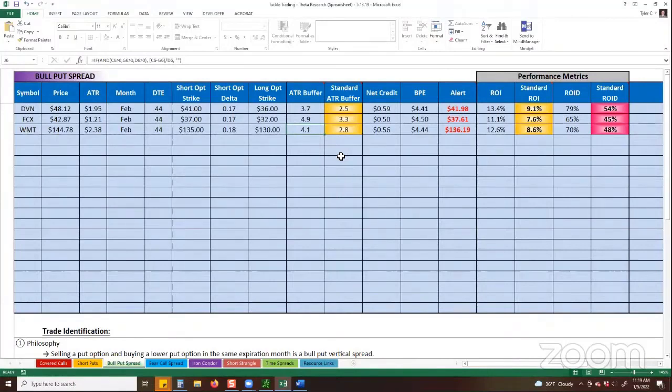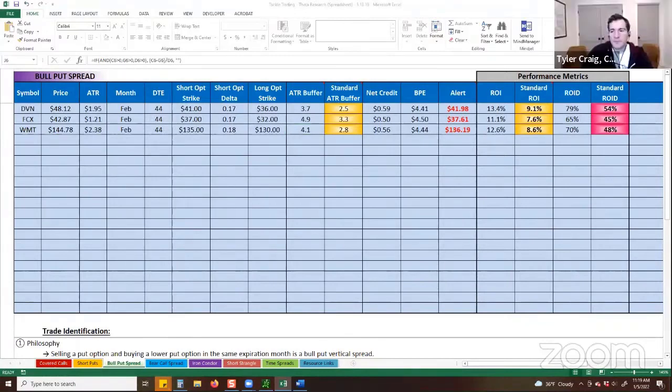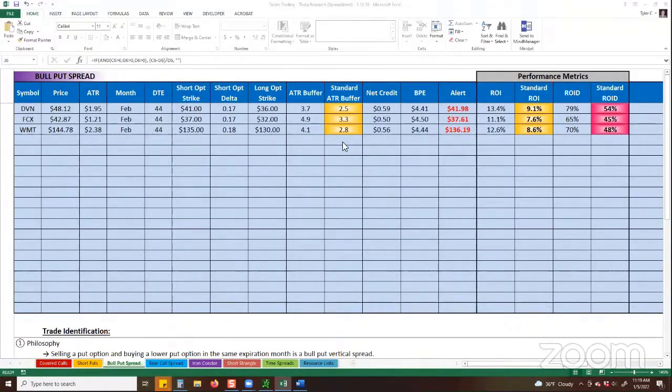If you wanted to show a radical example, we could have just grabbed like BABA and show a little bit of a more radicalized example. But I like these debates, Ty, because you're looking at 3 very similar examples when you're comparing ROI versus ATR ranges. But what stands out to me, because when you look at the ATR buffer here, the standard ATR buffer is calculated based on a 30-day number. Obviously, we have 44 days till expiration in this example, and so that's why you see the 2 numbers, and FCX 4.9 versus 3.3, for example.